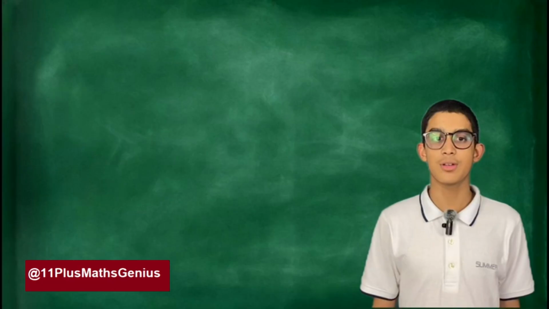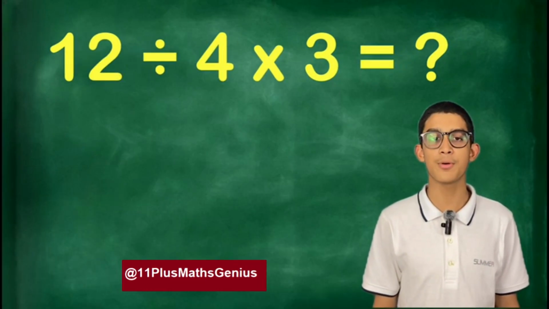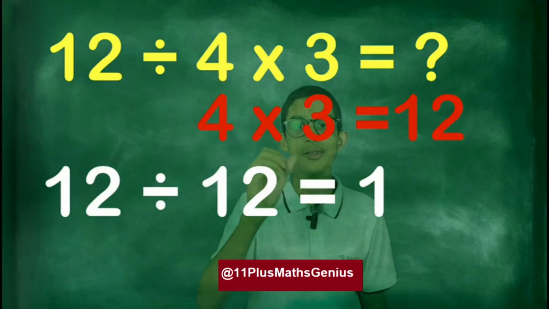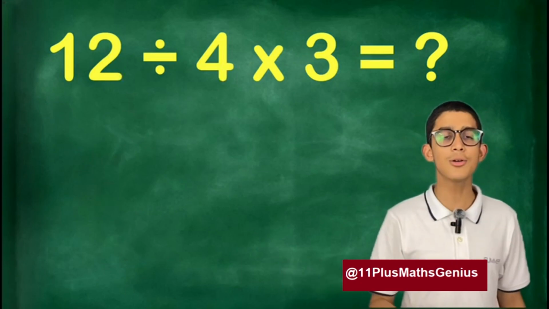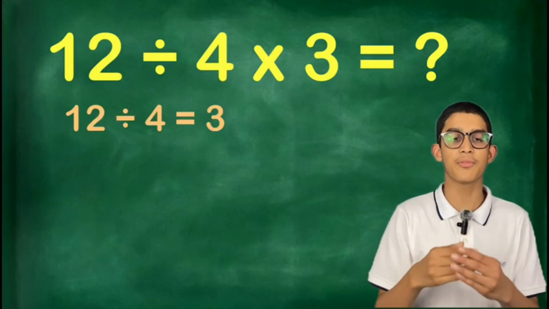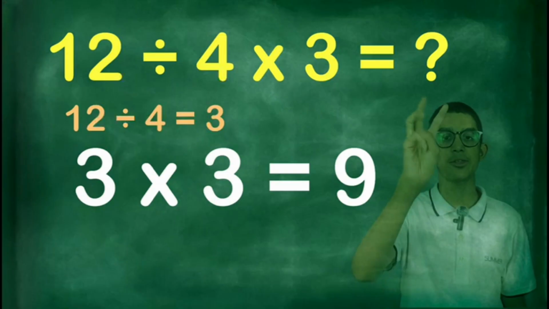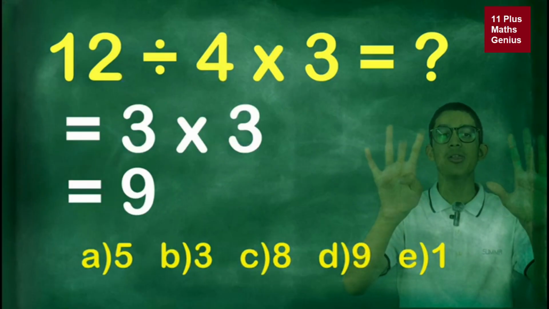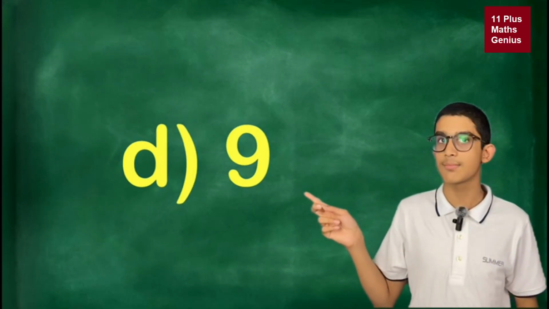In question 1, 12 divided by 4 multiplied by 3. If we multiply 4 by 3 and divide 12 by 12, the answer is 1, which is incorrect. According to the BODMAS rule, we divide first and then perform multiplication. So 12 divided by 4 is 3, and then 3 times 3 is 9. So the answer is D, or 9.